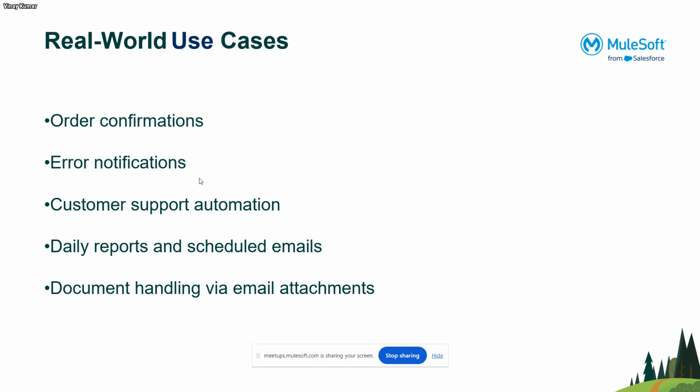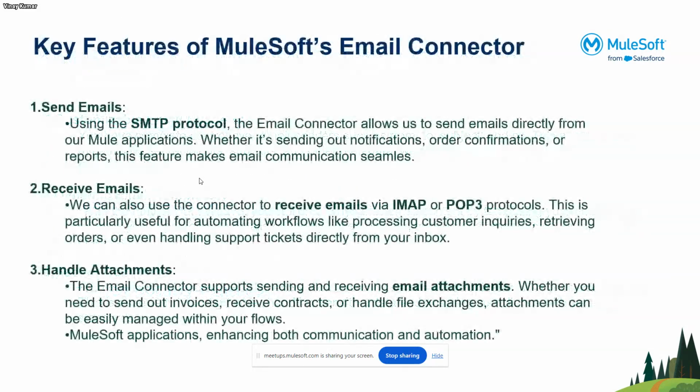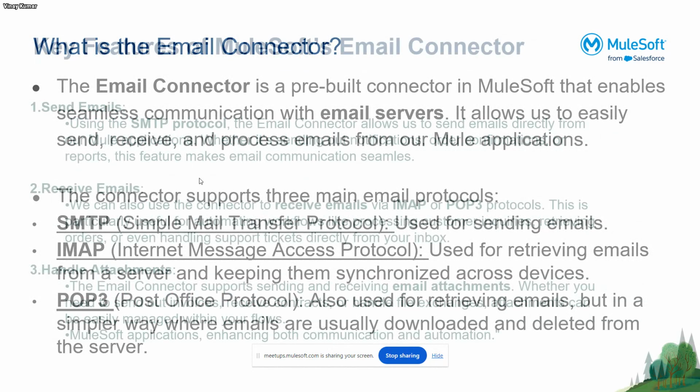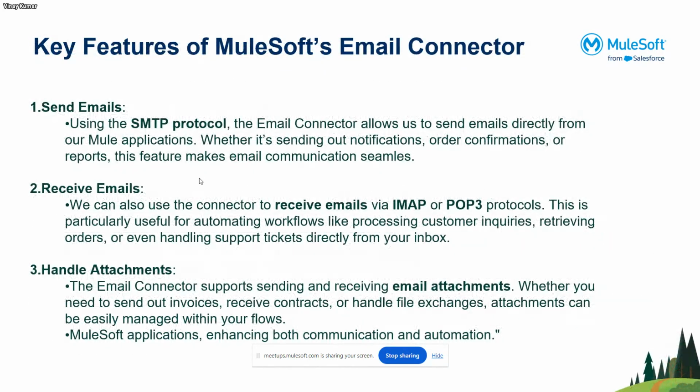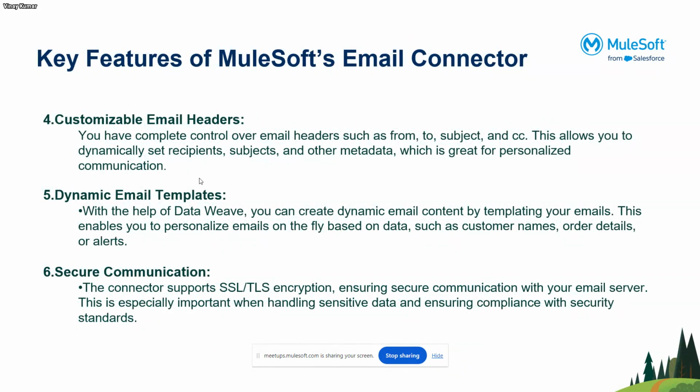So let me summarize what we have discussed so far. We discussed what email is and what protocols are supported for sending and retrieving email. For sending email, the SMTP protocol is mostly used, and for retrieving emails, IMAP and POP3 protocols are used. Some of the key features we discussed are sending and receiving emails, sending emails with dynamic templates, and communicating over the email server securely by using SSL and TLS encryption.